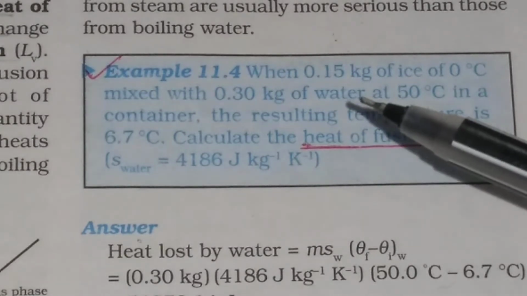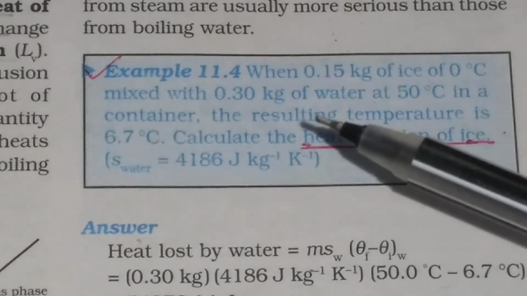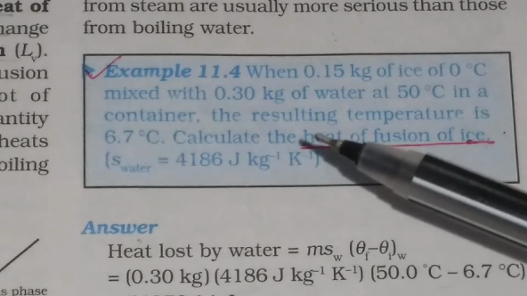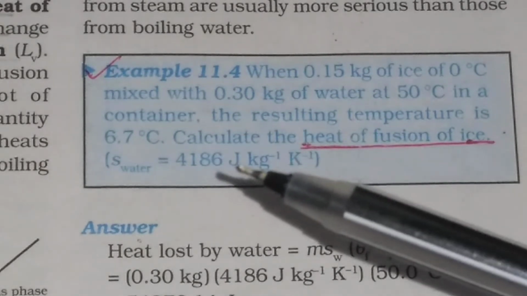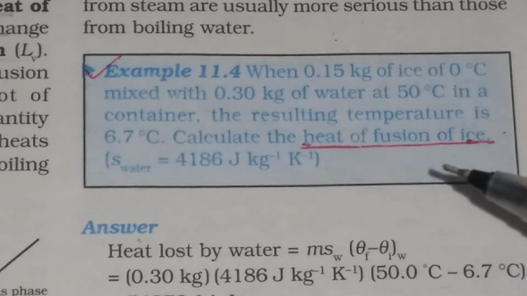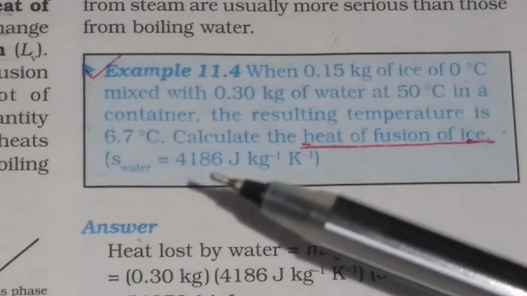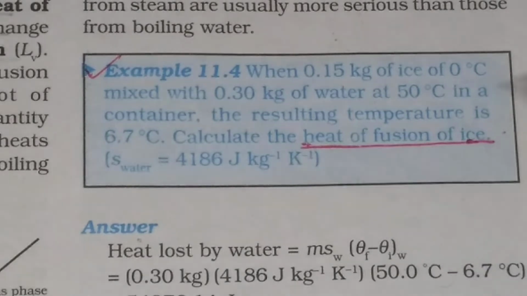When 0.15 kg of ice at 0 degree centigrade is mixed with 0.30 kg of water at 50 degree centigrade in a container, the resulting temperature is 6.7 degree centigrade. You have to calculate the heat of fusion of ice, and it is given the specific heat of water is 4186 joule per kg Kelvin.